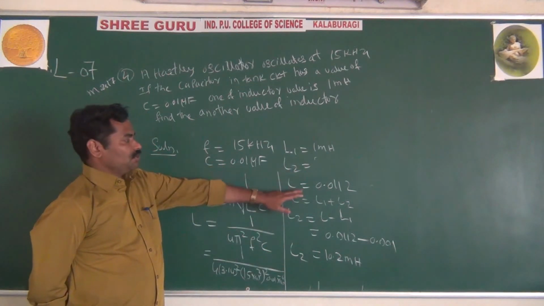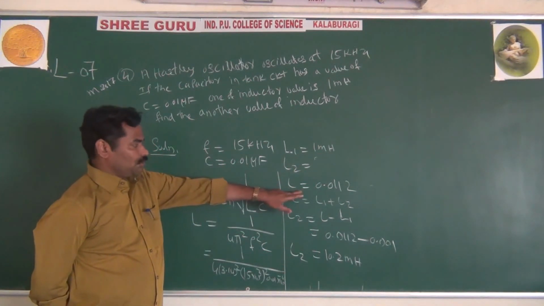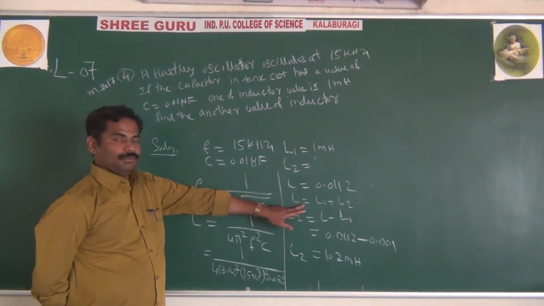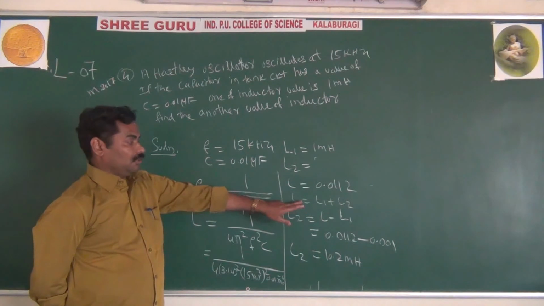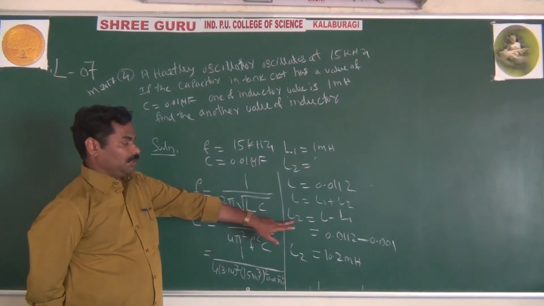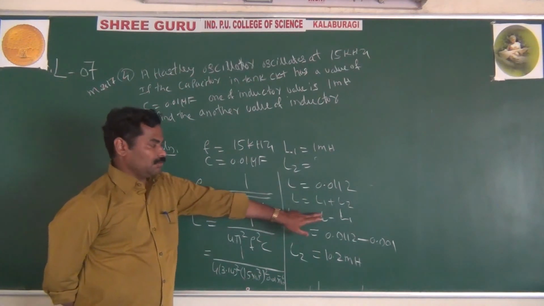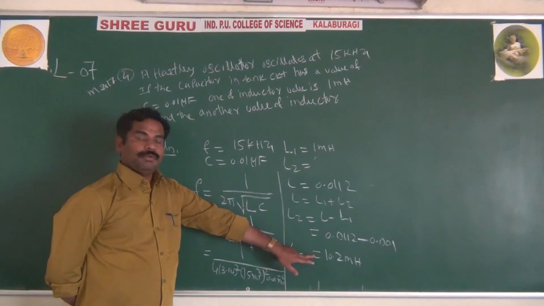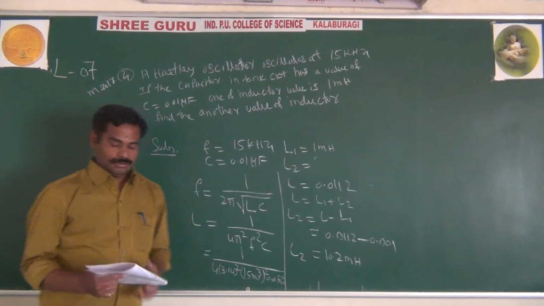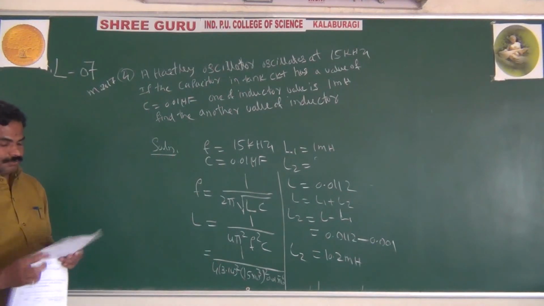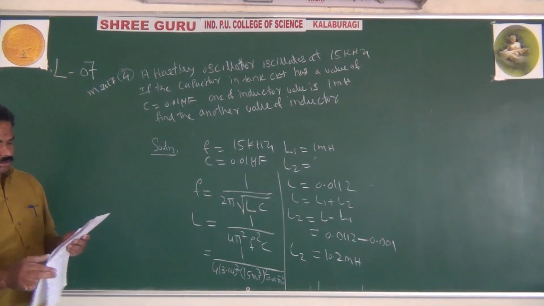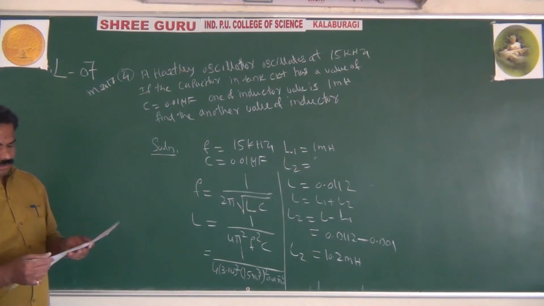After simplifying, you will get L is equal to 0.0012. Then you substitute. This is the total inductance, but we want only one of the inductors, that is L2 is equal to L minus L1, and after simplifying we get L2 is equal to 10.2. This is about another problem about the Hartley oscillator. And now we go for another two problems that are very simple.